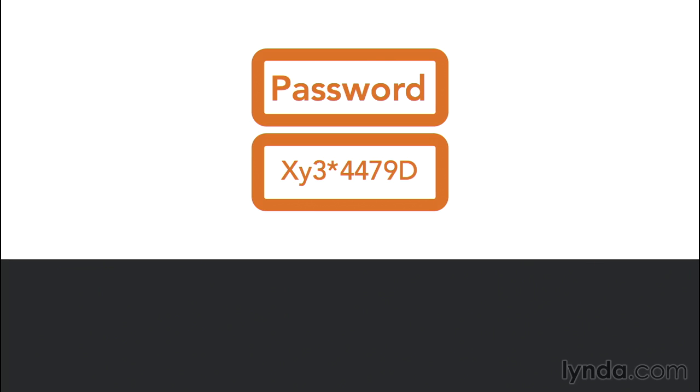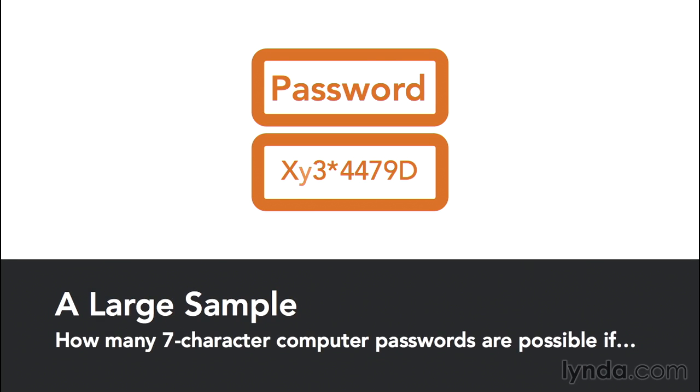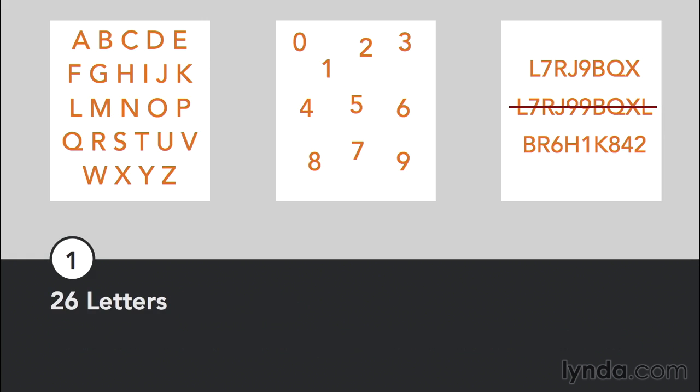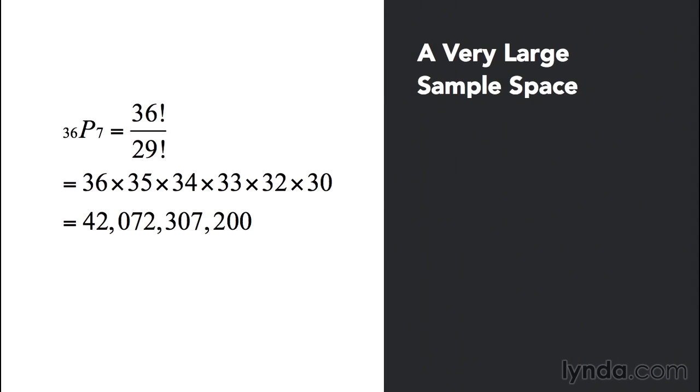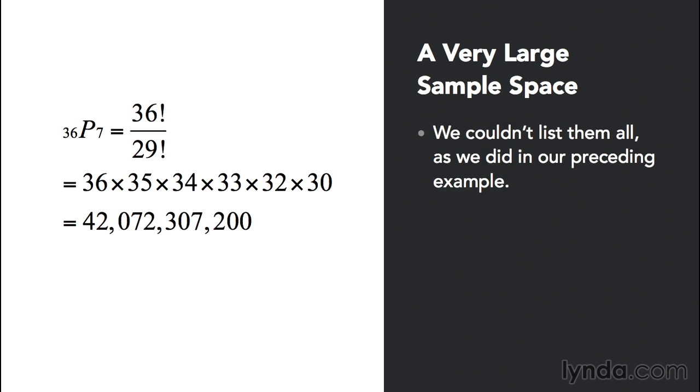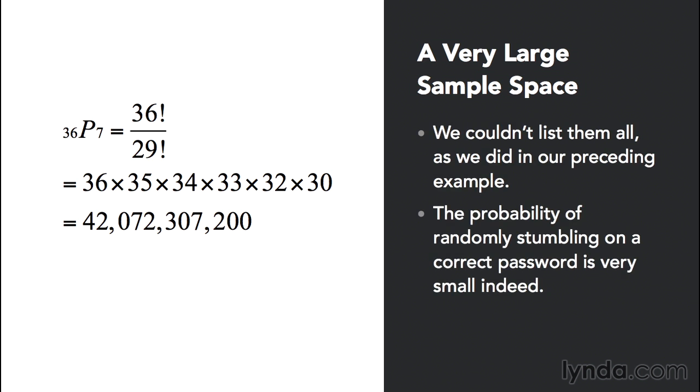Now here's an example for a large sample space. How many 7-character computer passwords are possible if a password can consist of any of the 26 letters of the alphabet, any of the 10 digits 0 through 9, and we can only use each character once with no repetitions? Well, here's what it would look like. Permutations of 36 things taken 7 at a time is 36 factorial divided by 29 factorial, a gigantic number. We couldn't list them all, as we did in our preceding example. The probability of randomly stumbling on a correct password is very small indeed.